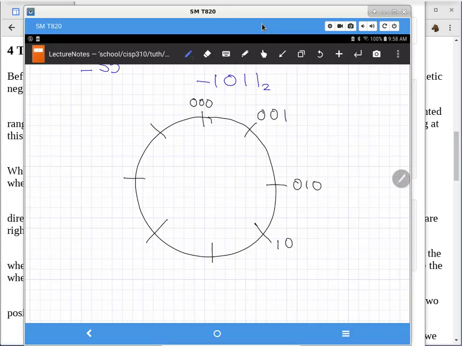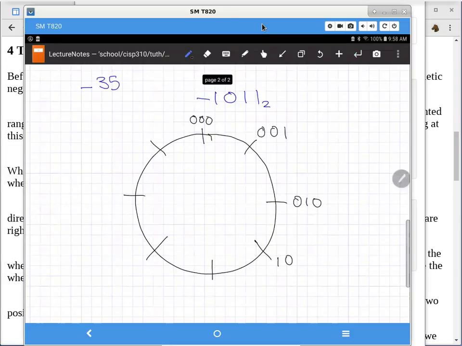Nope, that's not undo. Oh well. 011, 100, 101, 110, and 111.